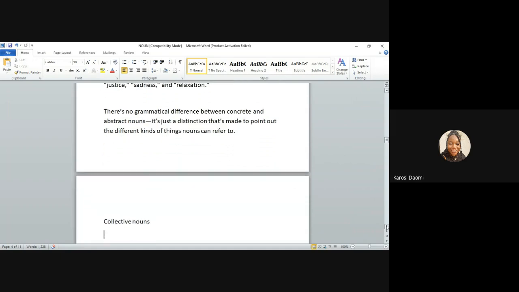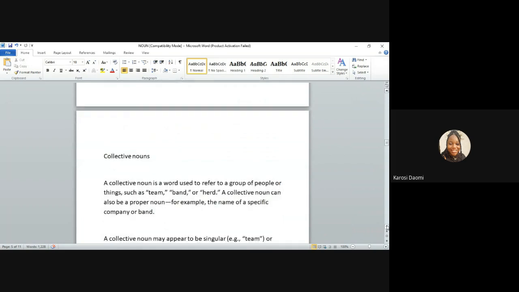Moving on, the next type of noun that we have is the collective noun, or collective nouns. A collective noun is a word used to refer to a group of people or things. For example, a team of football players.